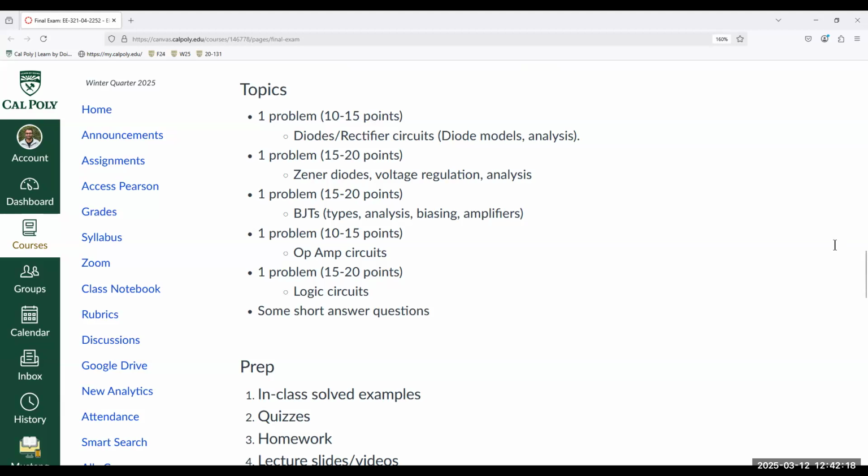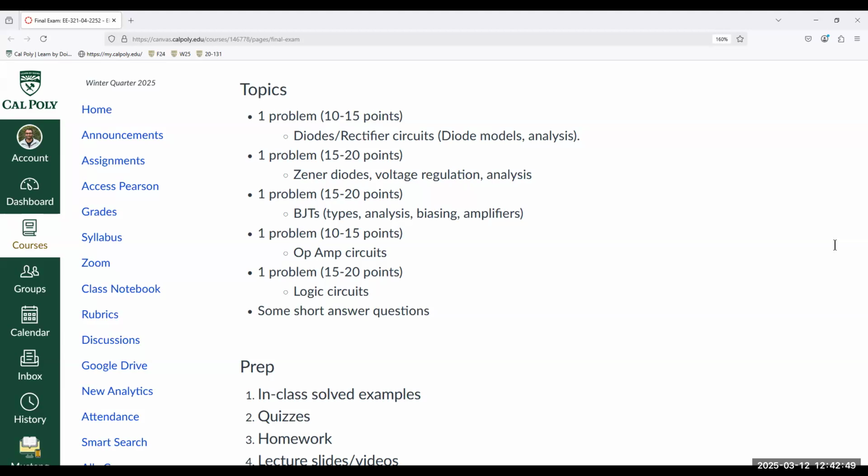BJTs, again, fundamental conceptual questions: types of regions of operation, types of BJTs, how a PN junction diode works, how a BJT works, analysis and biasing, and load line analysis of amplifiers. Kind of the problems that we have seen in the class and in the homework. Op-amp circuits, one problem similar to what we have seen in the class or the homework, and fundamental concepts.